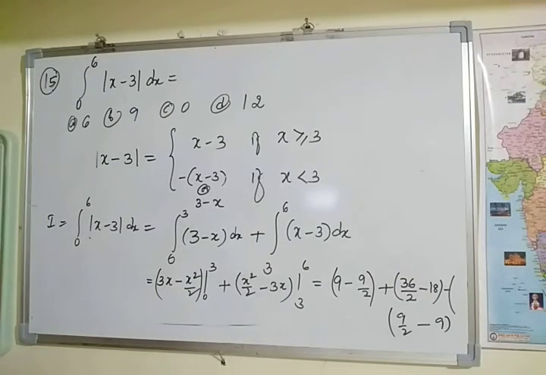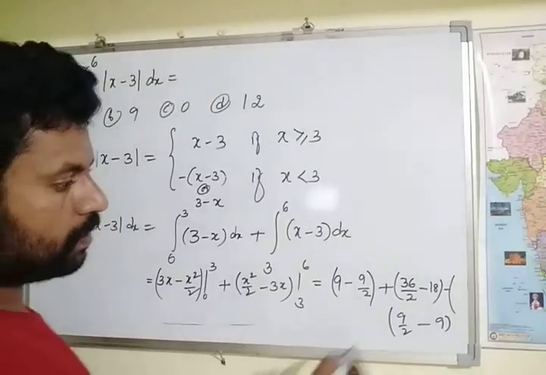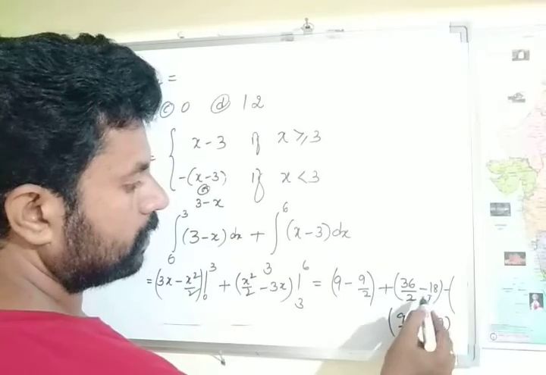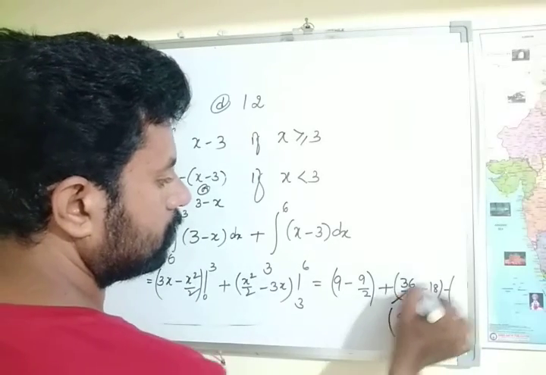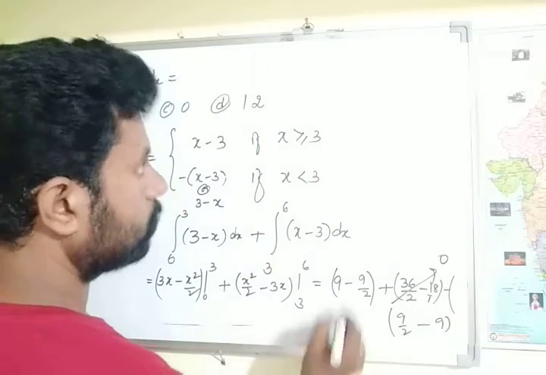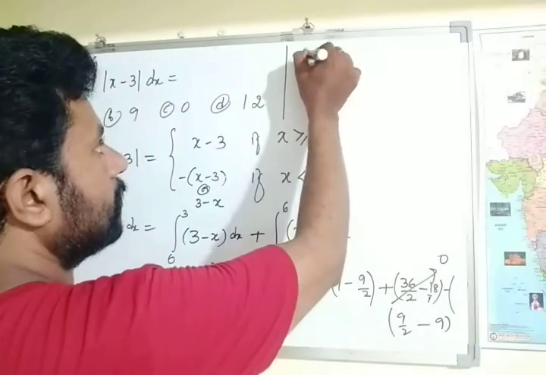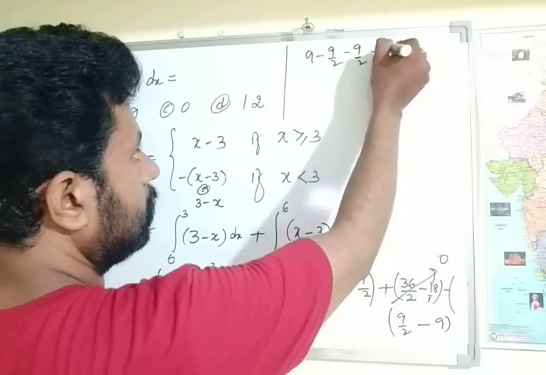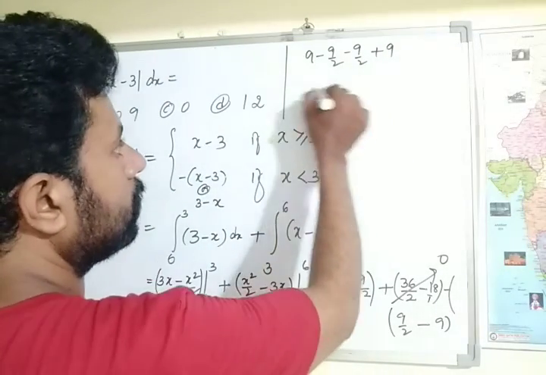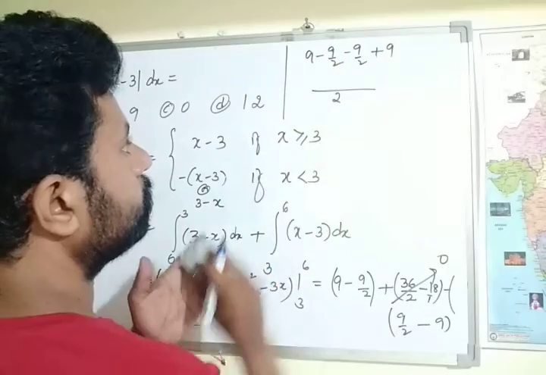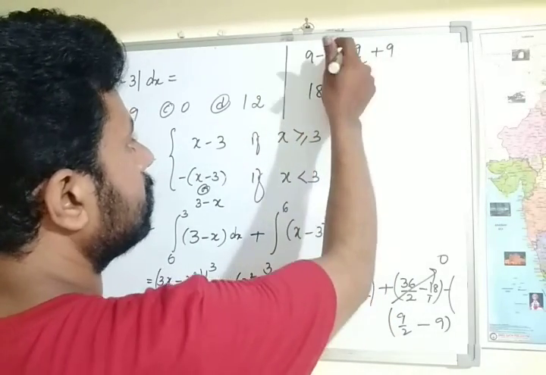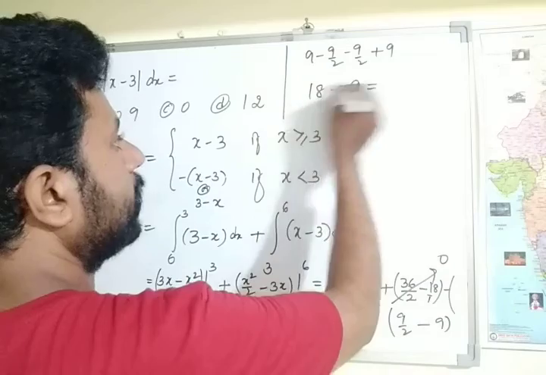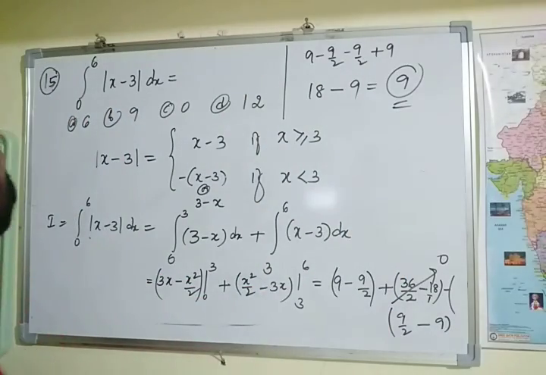Now here we simplify the result. 36 divided by 2 is 18, minus 18, so that whole term vanishes. For the first term we have 9 minus 9 by 2, and minus the second term, minus 9 by 2 plus 9. Taking LCM 2, 9 plus 9 is 18. So 18 minus 9 by 2 minus 9 by 2, the 2s get cancelled, we get 18 minus 9, which is equal to 9. Option B is correct.